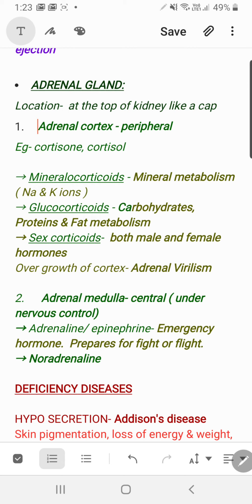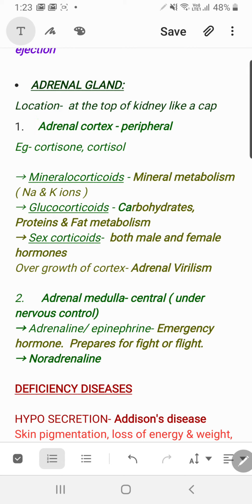Remember that generally the sex hormones, the male and female hormones, testosterone and estrogen, are released by the testis and ovary in bulk amounts, right? But when you come to sex corticoids, this means that even the adrenal gland can secrete them, though the quantity is negligible. A very small amount of male or female hormone might be released by the adrenal gland in the form of sex corticoids.